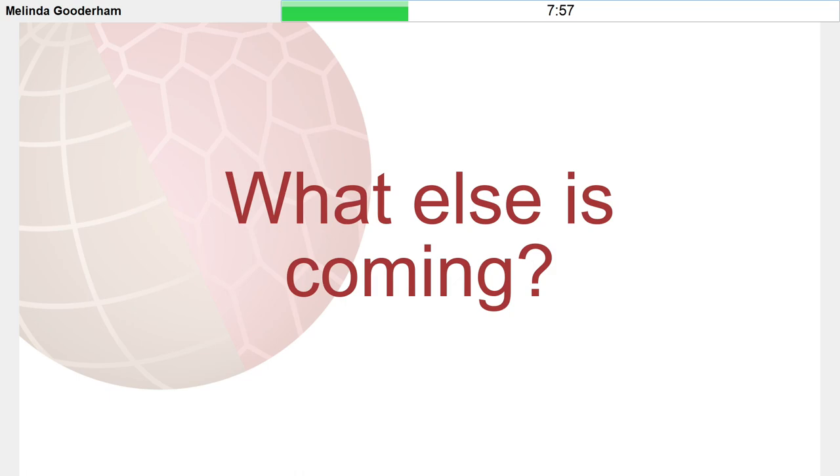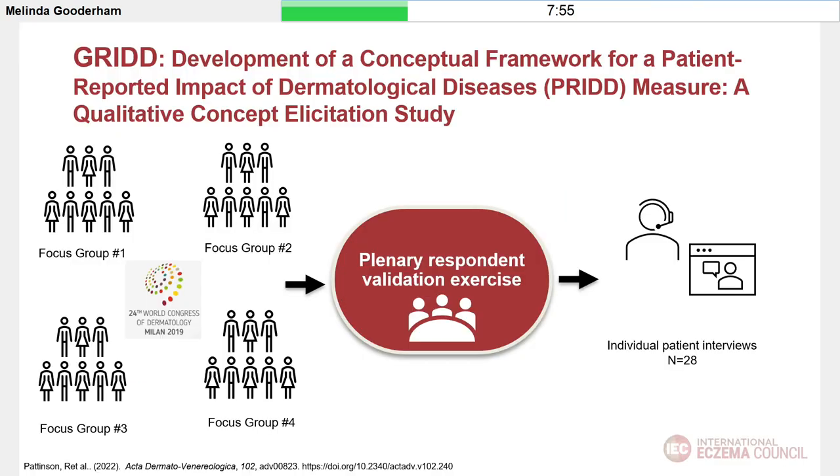Just one other thing that I had nothing else to do with, but just to keep in mind, is the new PRID measurement that's being developed by GRID, the global group: the conceptual framework for a patient-reported impact of dermatologic diseases, which is PRID, which you may have heard of already. It's also a qualitative concept elicitation study. They started at the last World Congress in Milan, 2019. They had a number of focus groups.